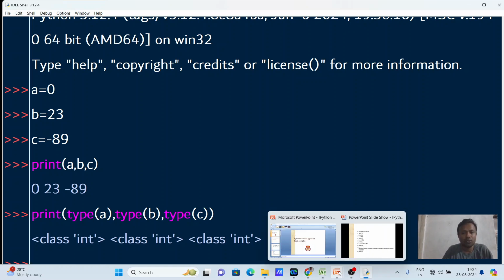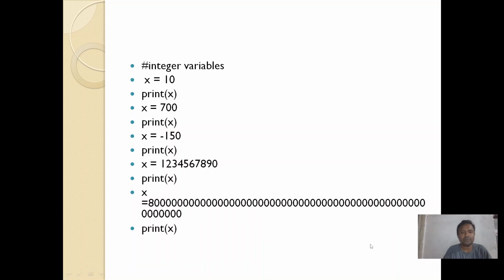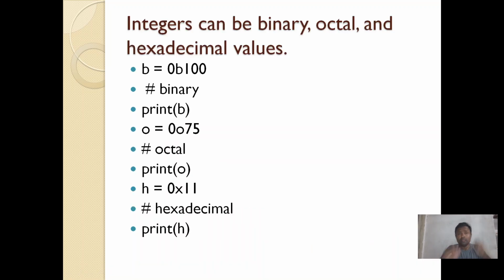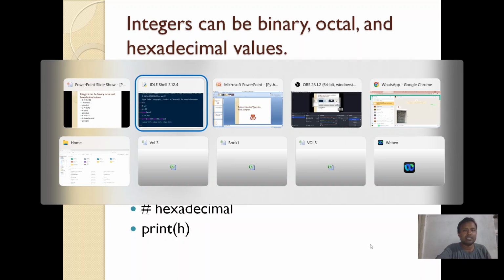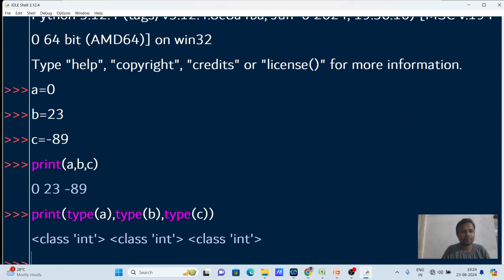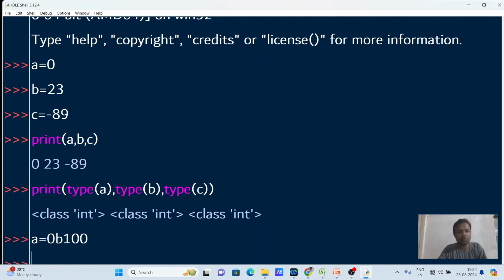Now let's go to our presentation. These integers we can represent in binary format, octal format and hexadecimal format. Let us check it practically. Take a equal to 0B100. Let us check what exactly this a is holding.